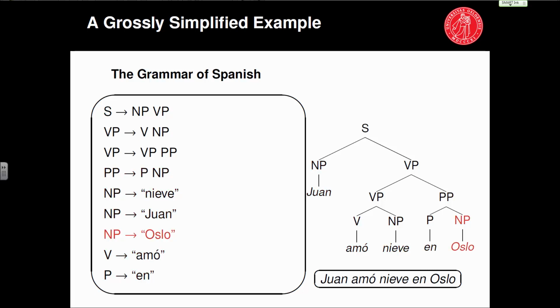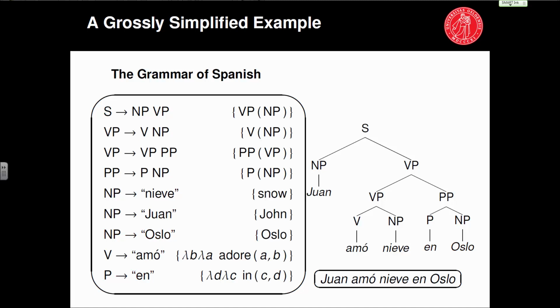Well, I could tell you a little more about Spanish, namely I could tell you how to compute semantics, how to compute meaning. And we'll use a very simplified meaning representation language here that would make a real semanticist scream in horror, I'm sure. But he sits next door to me, but I think he accepts that simplification can be useful for teaching purposes at times.